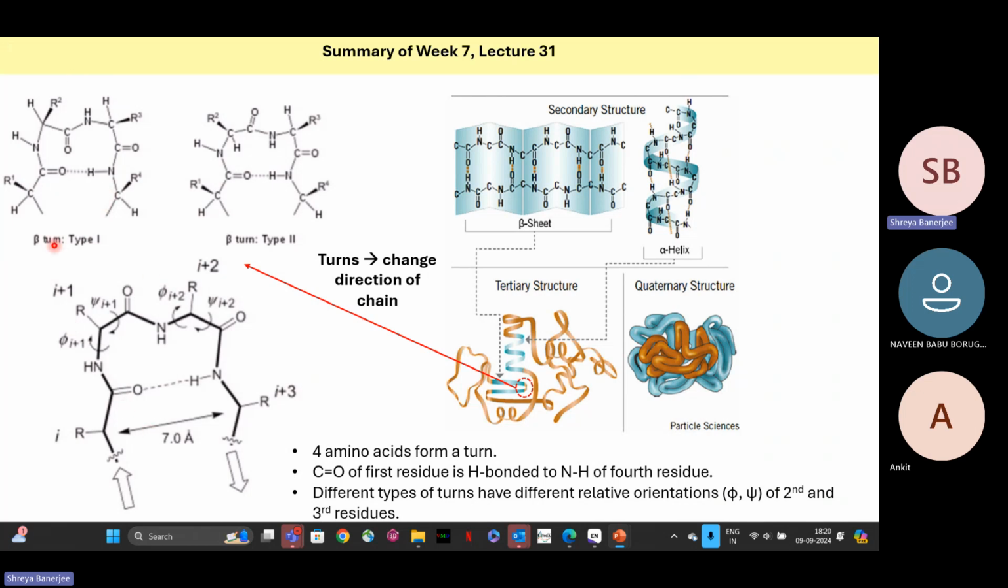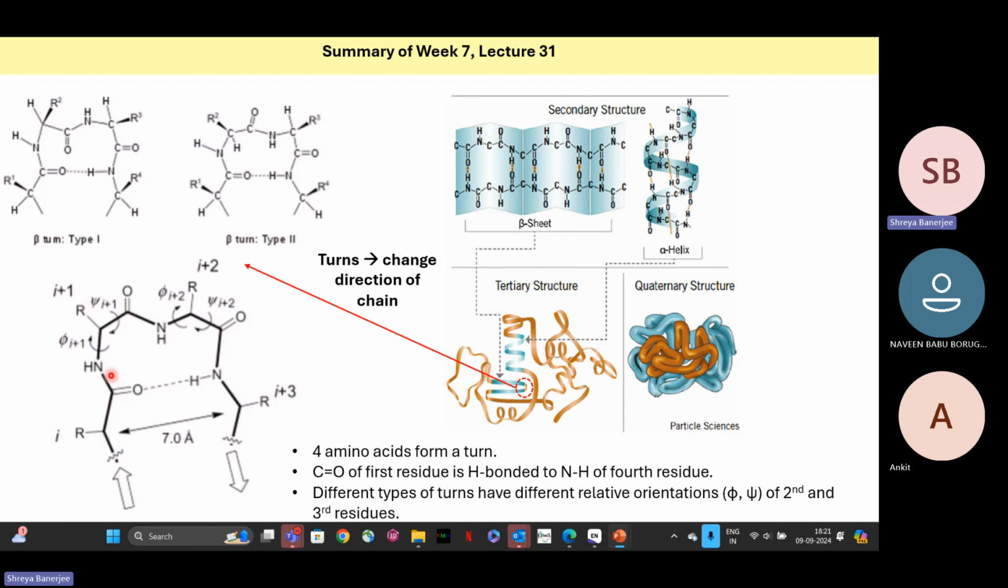So this is the general structure of a turn. You have the amino acids labeled. So this is the ith amino acid residue. Each amino acid consists of N, C alpha, CO. In the ith amino acid residue, the N is not shown, so imagine there's an N here, C alpha, CO, that is i. N, C alpha, CO, that is i plus 1. Again, N, C alpha, CO, that is i plus 2. And N, C alpha, again, CO is not shown. Imagine there's a CO here, that is i plus 3. So a total of 4 amino acids make up the turn.